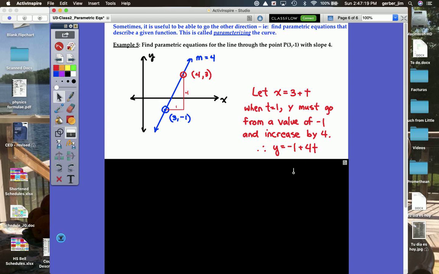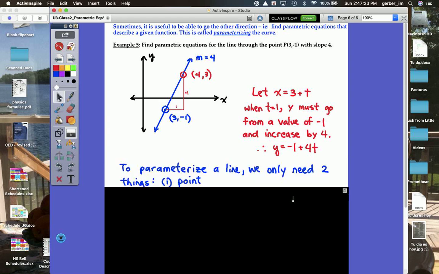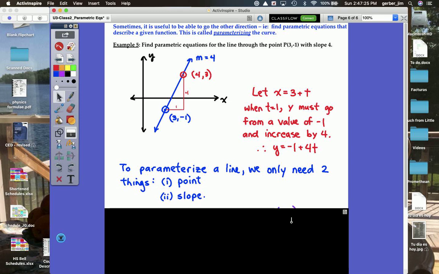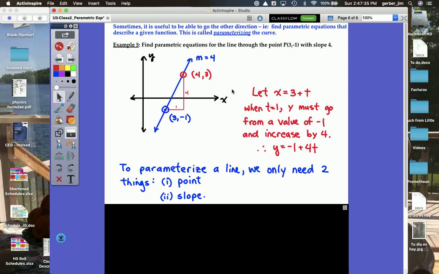We find that in order to parameterize a line, we really only need two things, the same two things we need to graph a line. We need a point and a slope. And in general, if you want to memorize a form, which I don't really think you need to do, I think probably just applying this process that we did here in example 5 is the easiest way to do this.